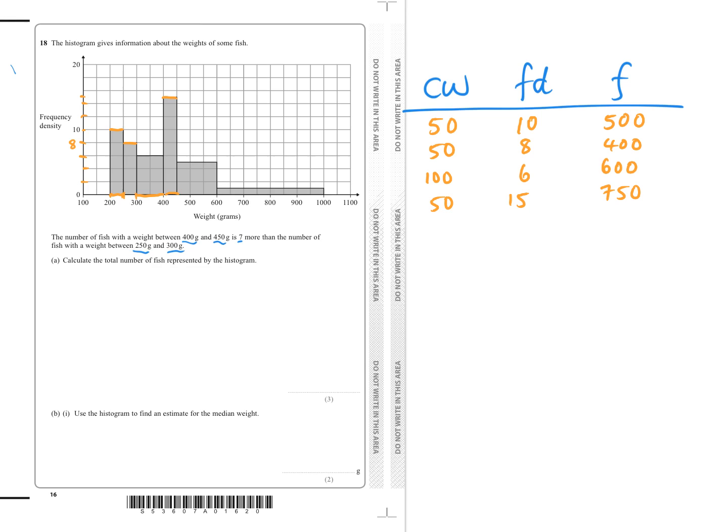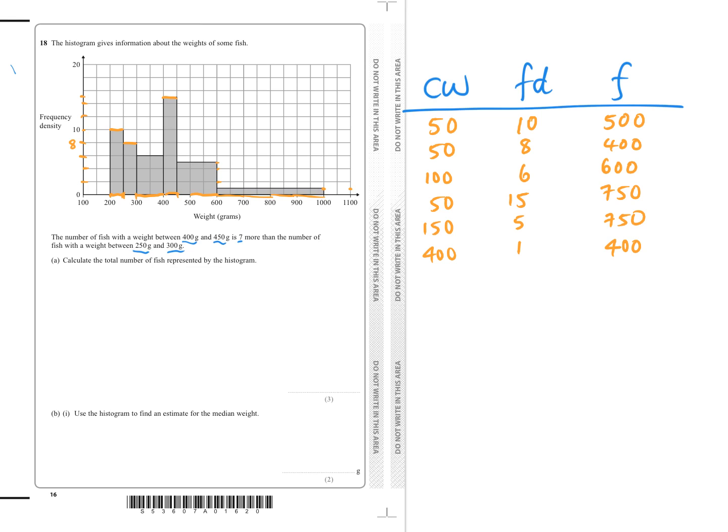Then we've got 150, but then 2, 4, 5, so that's 750. And then we've got 1, 2, 3, 400, and then a height of 1, so that's 400.